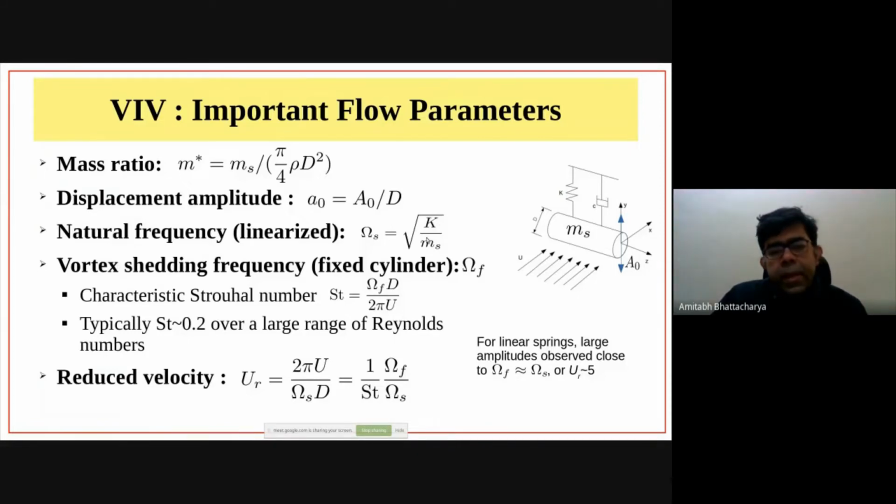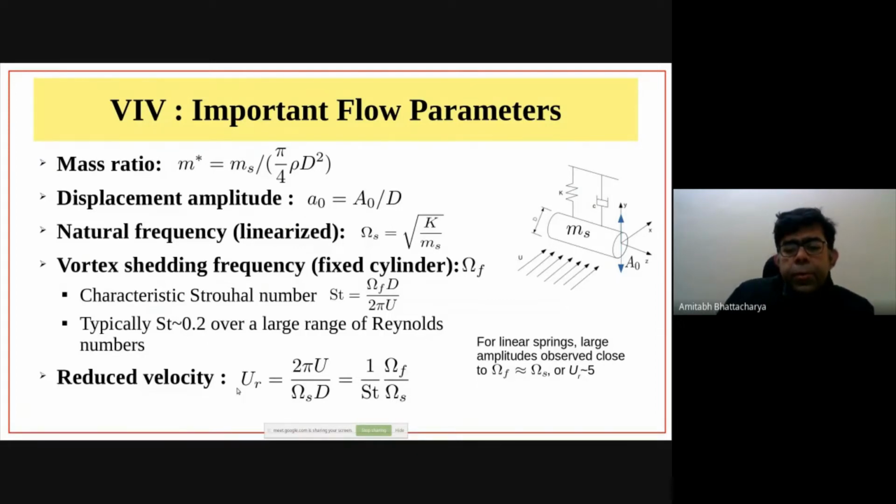where k is the linearized spring constant. Then you have the vortex shedding frequency. If the cylinder is stationary, then there is a characteristic vortex shedding frequency, which we call omega f, and there is a characteristic Strouhal number based on that, which is simply the non-dimensional vortex shedding frequency. It is non-dimensionalized with respect to the inflow velocity and the diameter of the cylinder. Typically, the Strouhal number is 0.2 over a fairly large range of Reynolds numbers.